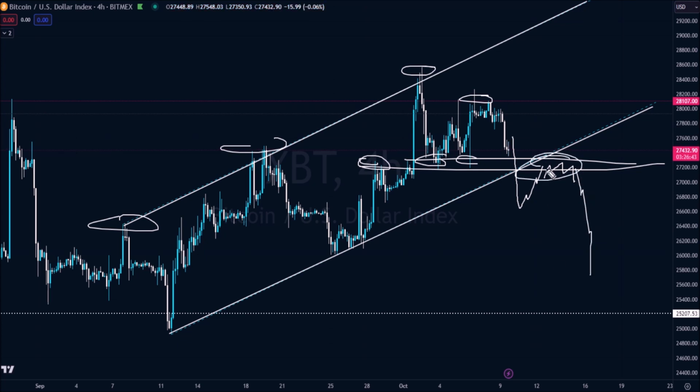This is where I want to be getting involved. That's the trade idea. 27.2 would be the area where I'd start looking for sales. If we break back inside, say this deviation back inside the channel, then you know that the trade's off, and that's how you get out of that trade.